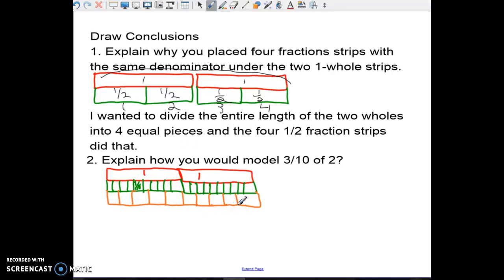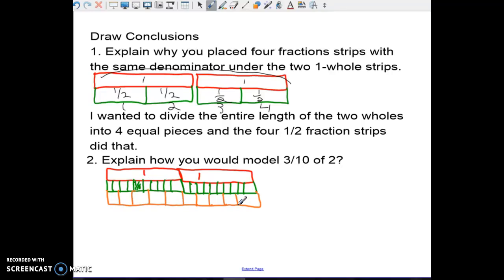There we go. So now, tenths really wouldn't work, would they? Although it sounded good, that was 1/10 of 1 whole, not 1/10 of 2 wholes. Okay? So then what would we do? Circle. How many of those would I circle? 3.